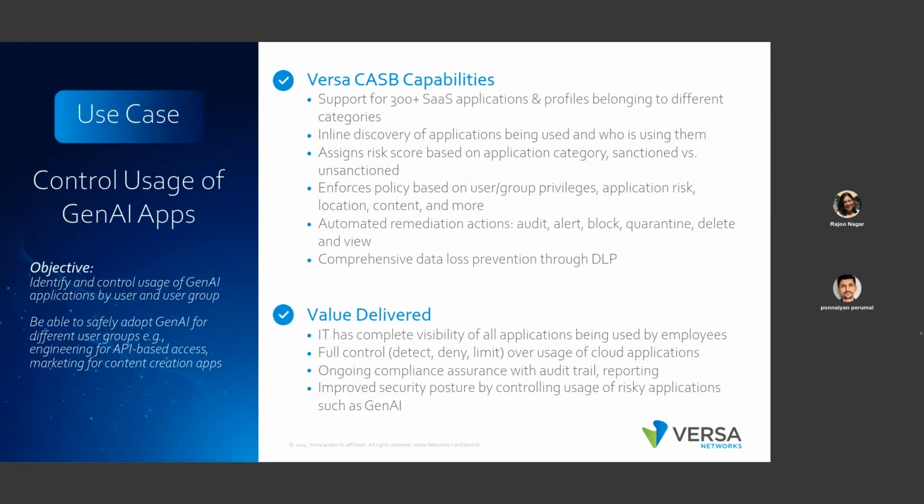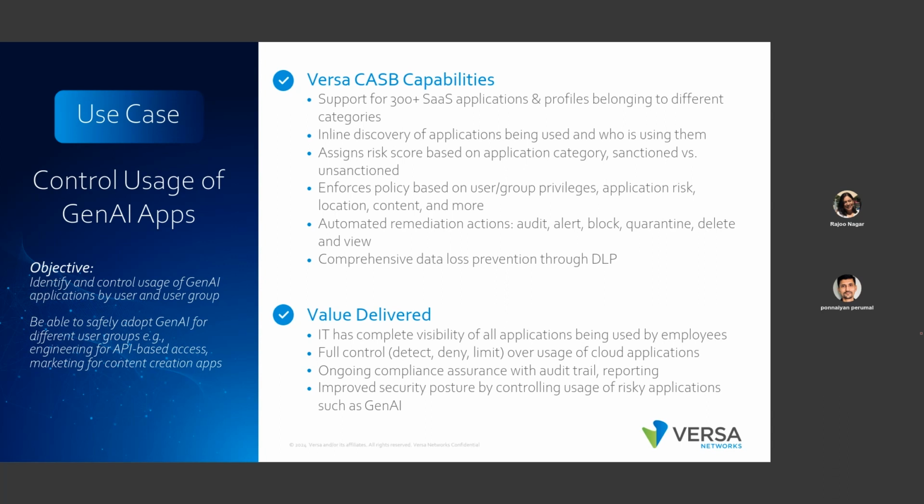I want to now cover a few use cases before I hand off to Panayan, who is going to be demoing these. So the first use case, which is a very common one, is that, of course, you want to control usage of Gen AI applications. You want to put granular policies in place by user or user group. An example here would be you allow the marketing group, for instance, to access Gen AI tools for content creation apps. An example here would be ChatGPT, or you want to give engineering access only to API-based Gen AI access.